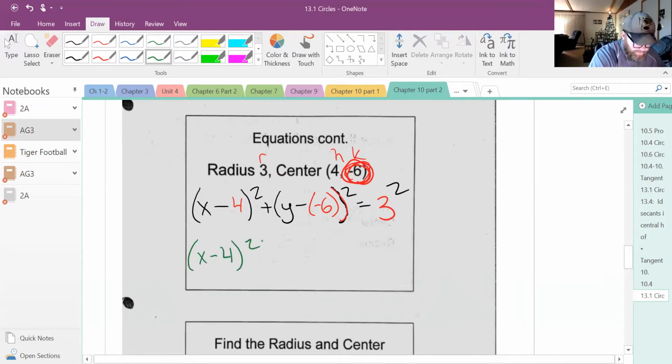Don't mess that up. Okay, so now we simplify and rewrite. So y minus a -6 is going to be (y plus 6) squared equals, what's 3 squared? 9, right? 9.